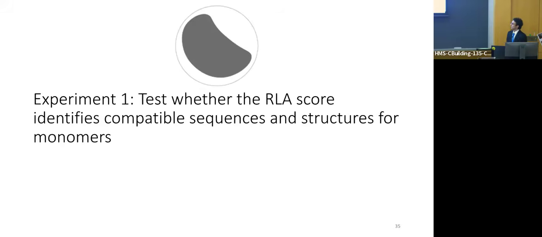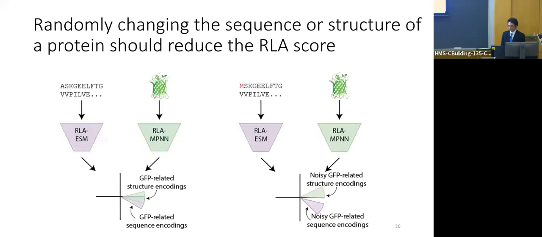All right. So the first experiment, we want to test whether the RLA score identifies compatible sequences and structures for monomers. We started off very simply by thinking, well, if we have this latent space where there is some alignment that recognizes sequence structure compatibility, then if we mess up that compatibility by changing the structure or mutating the sequence, we should see a sort of divergence in that latent space. We're going to do that by adding some noise to true pairs in the PDB to get from the left space to the right space. And we want to make sure that the latent space looks like it does on the bottom, where they're overlapping on the left and then less overlapping on the right.